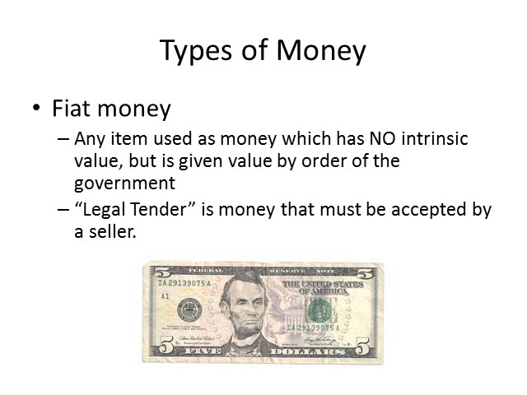The last type is fiat money. This is any item that's used as money which has no intrinsic value but is given value by order of the government. Legal tender is money that must be accepted by the seller by order of the government.